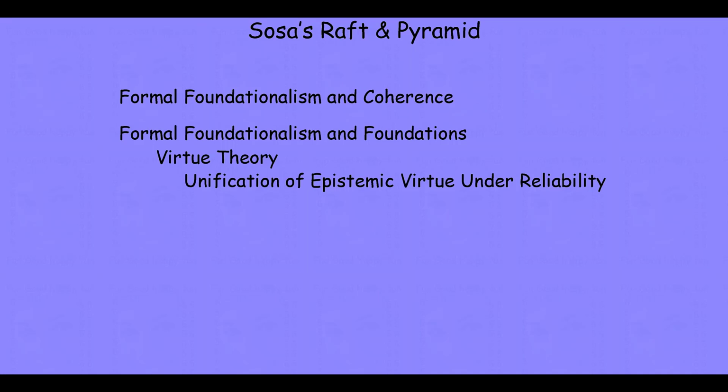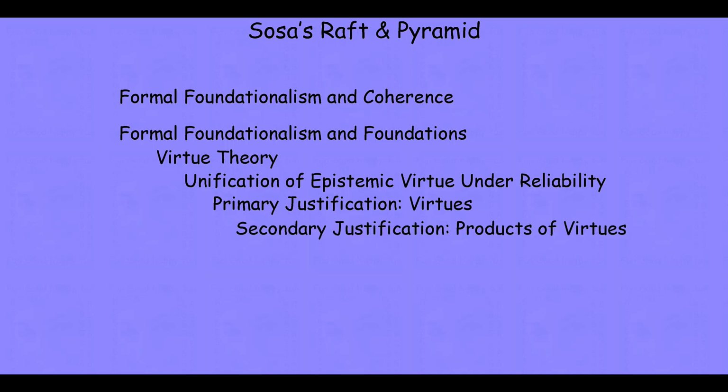It gives me a unification of epistemic virtue by this simple property, reliability. It shows how it actually infuses beliefs with justification. Primary justification comes in the form of being a virtue, a sort of process that generates these beliefs. Secondary justification comes from being the product of a virtue, of the process that generates these things.